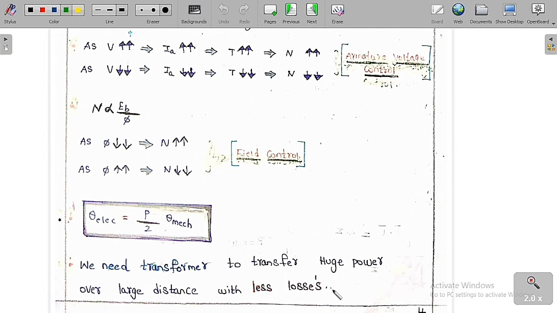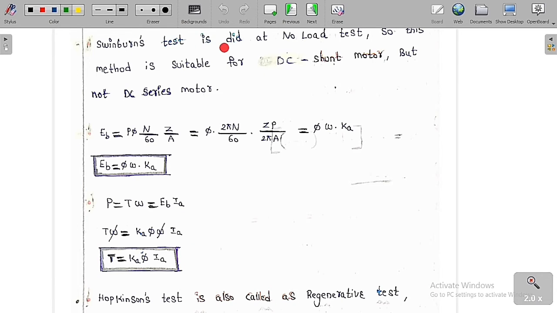See, the Swinburne's test is basically done as a no load test. I already told you, Swinburne's test is basically a no load test. So this method is suitable for a DC shunt motor but not for a DC series motor, because a DC series motor should never be operated at no load condition. So therefore this test is only for DC shunt motors and DC compound motors, but not for DC series motors.